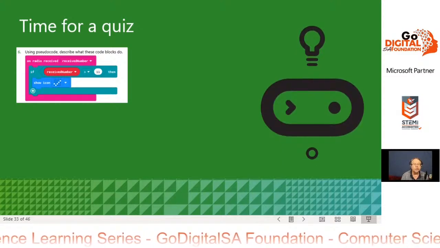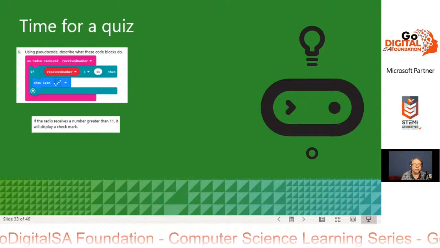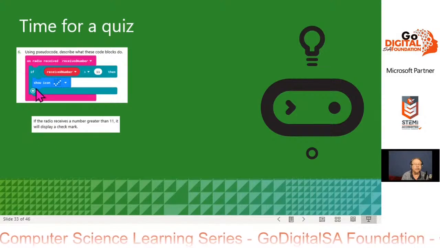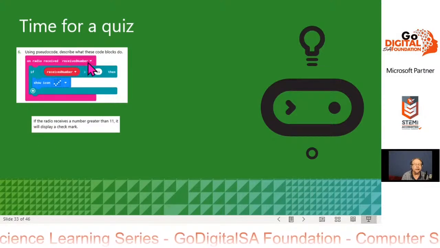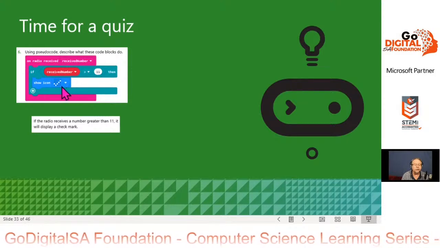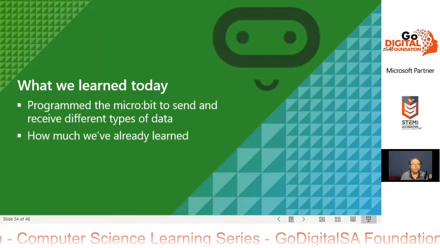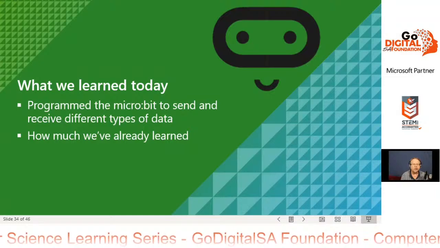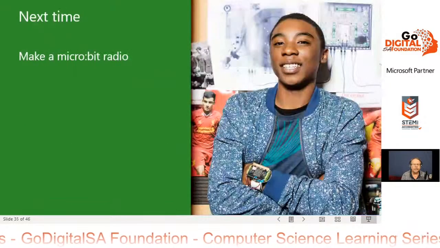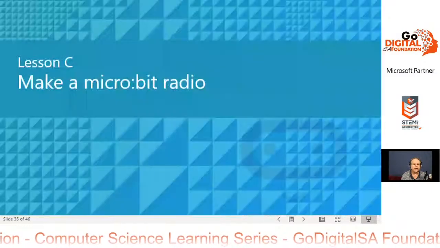Using pseudocode, describe what these code blocks do. If the radio receives a number greater than 11, it will display a check mark. So on radio received number, if the received number is greater than or equal to 11, then it shows a check mark. So what we learned: we programmed the microbit to send and receive different types of data. Next time the project is to make a microbit radio.